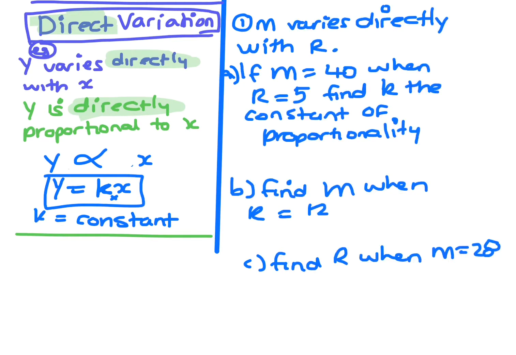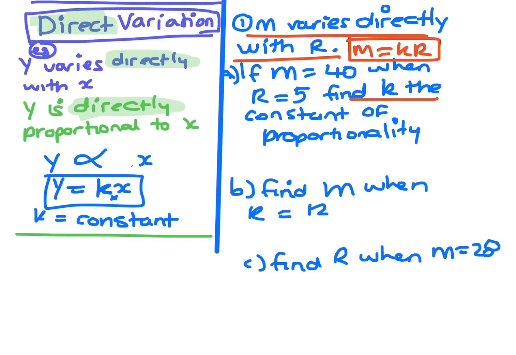Okay, so we're just going to look at a question on this. So m varies directly with r. So straight away that's m equals k times r. If m equals 40 when r equals 5, find k, the constant of proportionality. So m is equal to 40. So put that into this side of the formula. We don't know what k is, when r equals 5. So that r is 5 and m is 40.